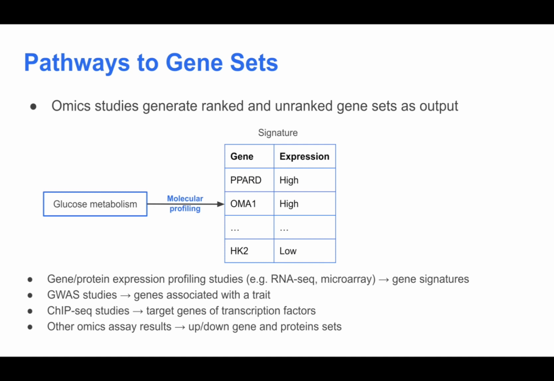And here, when I mention molecular profiling, usually it refers to one of the following. Gene or protein expression profiling studies, such as RNA sequencing or microarray, which usually result in a type of gene signature. There are also GWAS studies where you can get a set of genes that are all associated with a specific trait, or ChIP-seq studies where you can find the target genes of transcription factors. And of course, there are many other types of omics assays where you'll get different results that will usually result in some sort of up or down gene or protein sets.